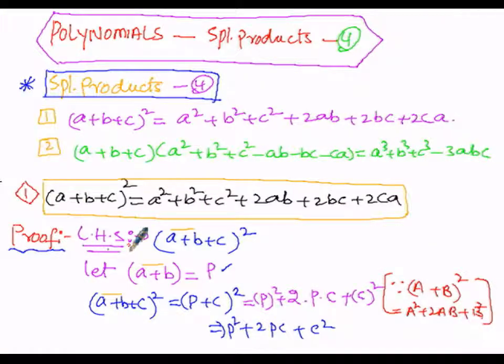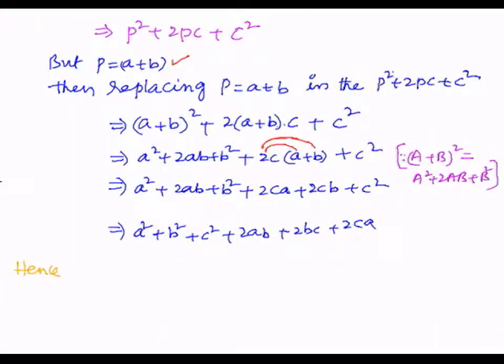So here the LHS is (A plus B plus C) whole square, then (A plus B) whole square, and I got the right hand side step: A square plus B square plus C square plus 2AB plus 2BC plus 2CA. So I got the right hand side, which is nothing but the RHS. In this manner I got LHS and the RHS as equal.